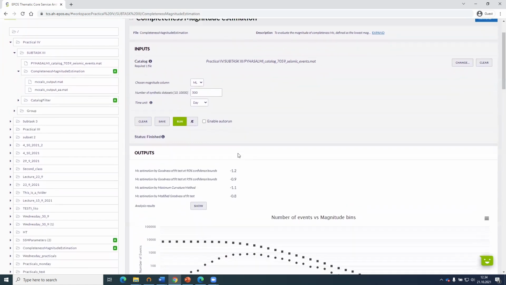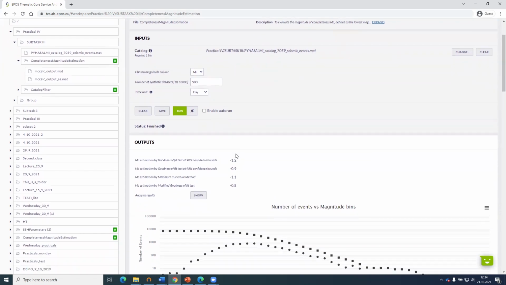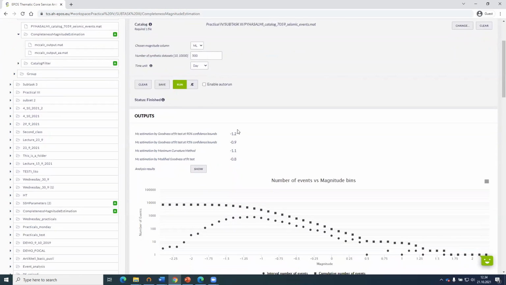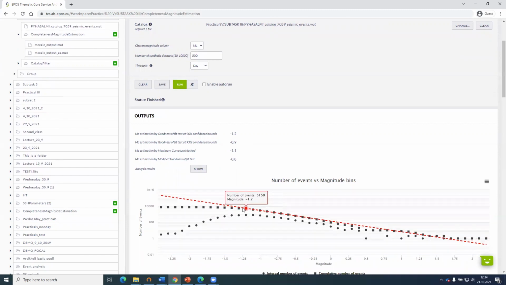All right, so this is estimating this in 3 different ways. One is this goodness of fit test at 90 or 95% confidence bounds, which means that with these bounds, it's trying to fit all the frequency of the events on this Gutenberg-Richter relation. And with 90% confidence, it says that all events that are minus 1.2 on the local magnitude scale can be seen with this seismic network. And the ones that are below this value are starting to lose coherency. And you can see it actually in this plot.